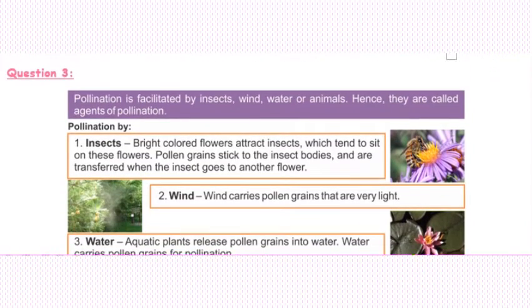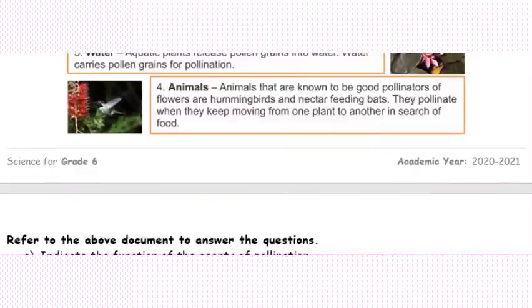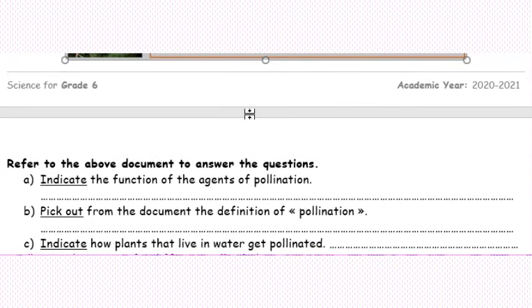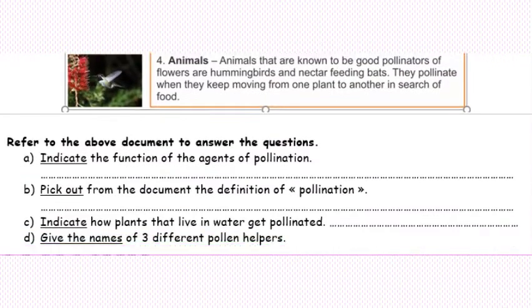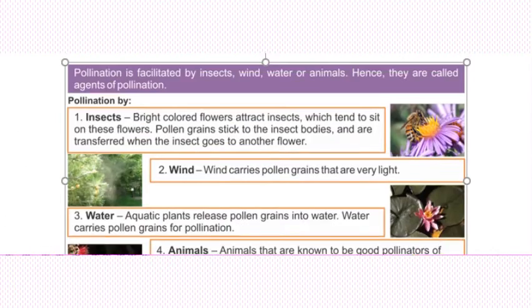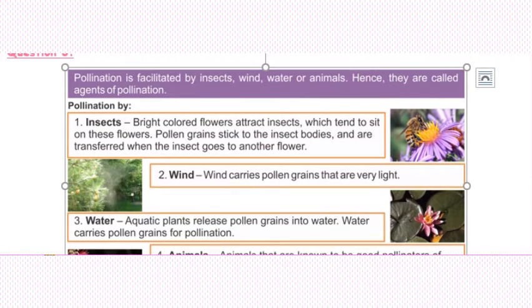Okay, we have a document in question number 3. I will start directly with the questions, then I will refer to the document to find the answers. Refer to the above document to answer the questions. Indicate the function of the agents of pollination. What are the agents of pollination? Pollination is facilitated by insects, wind, water, or animals. Hence, they are called agents of pollination. So what is the job of the agents of pollination?